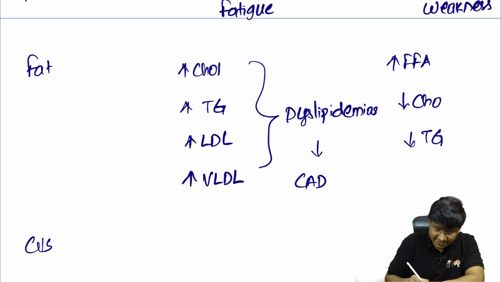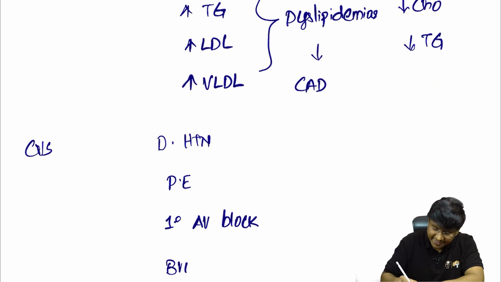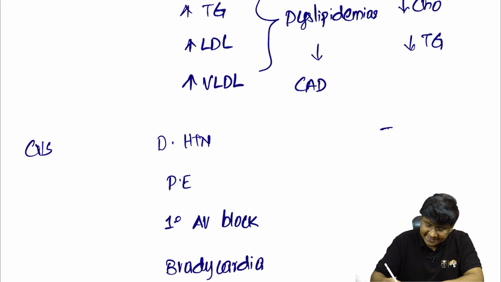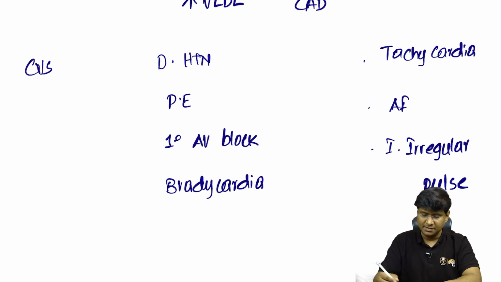Then what will happen to the cardiovascular system in patients with hypothyroidism is they will develop diastolic hypertension, they will have pericardial effusion, they will have first degree AV block, right? And they will be having severe bradycardia in patients with hypothyroidism. Whereas you take in hyperthyroidism, they will have tachycardia, they will have arrhythmias, right? And all the types of arrhythmias are observed, but atrial fibrillation is common, and because of which there is irregular pulse, okay?